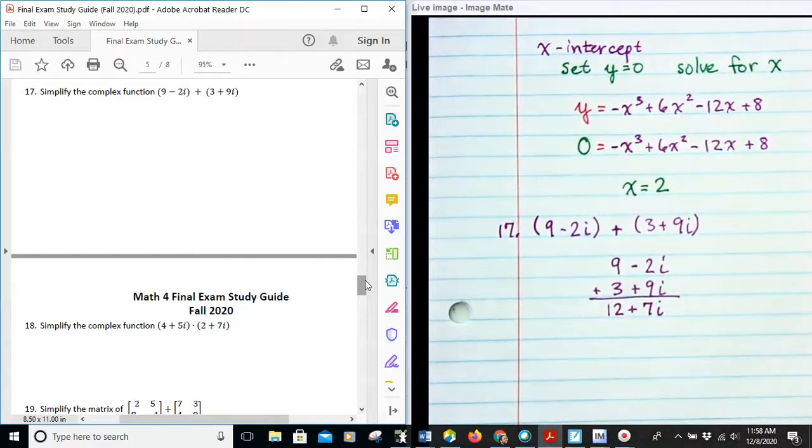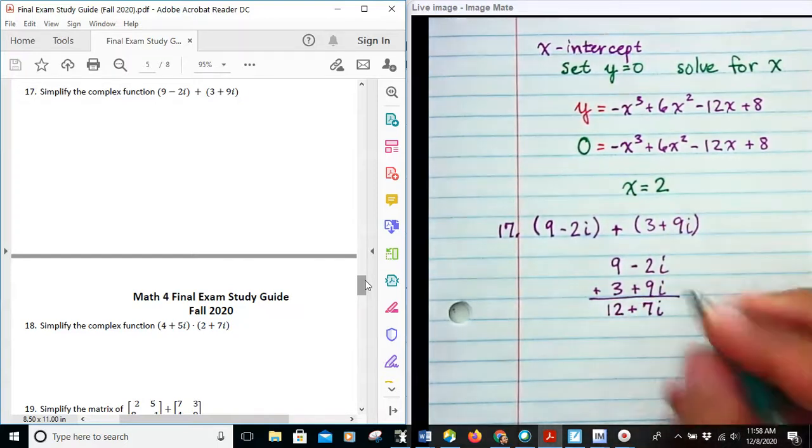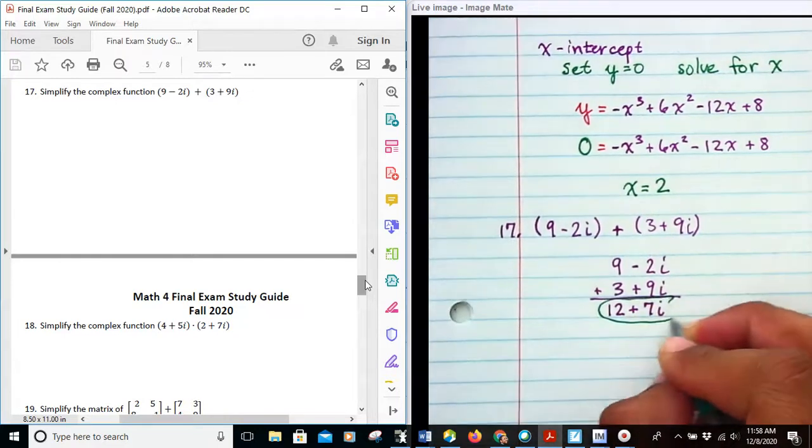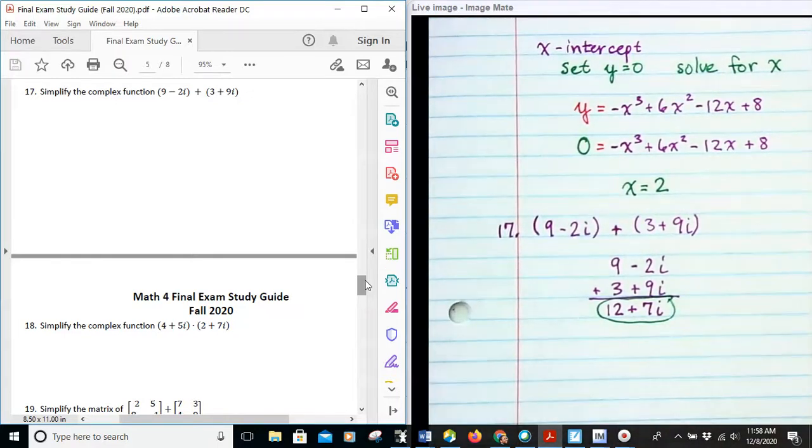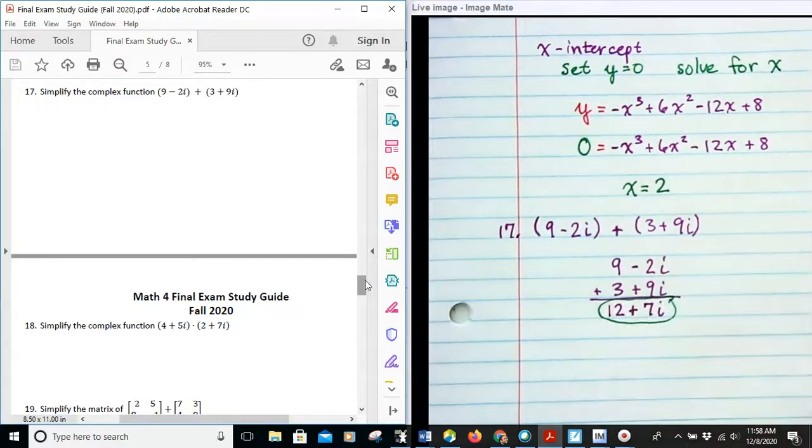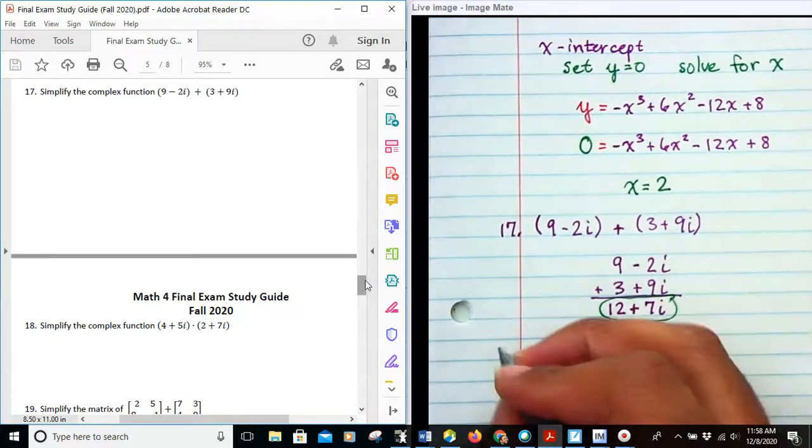And you know what, guys? That's it. That's all you got to do. So 12 plus 7i. Bam. That's all it is. So that was a simple one. So hopefully you guys did that one really easily.